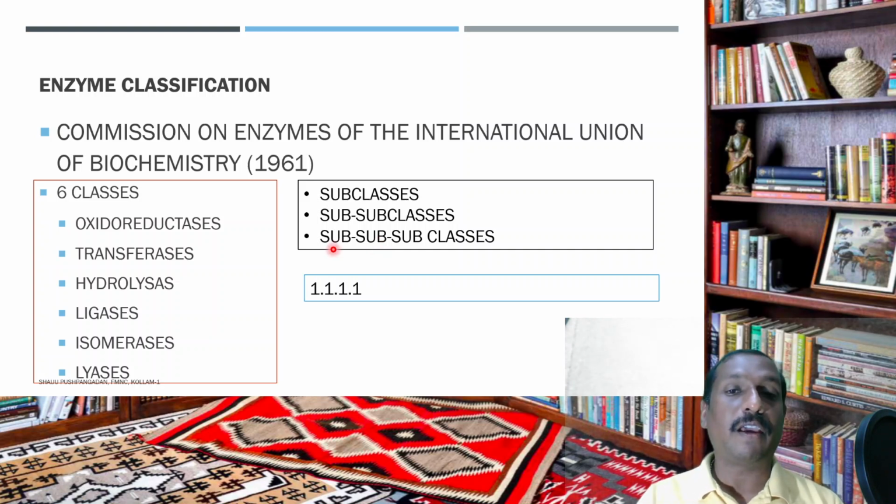That is the way we name each and every enzyme according to the universal protocol proposed by the Commission on Enzymes of the International Union of Biochemistry. So this is regarding enzyme classification and nomenclature. There are rules proposed by the Commission in 1961, and according to them we classify and name enzymes into six classes: oxidoreductases, transferases, hydrolases, ligases, isomerases, and lyases. Then classes are classified into subclasses, subclasses into subclasses, and finally subclasses again into subclasses.